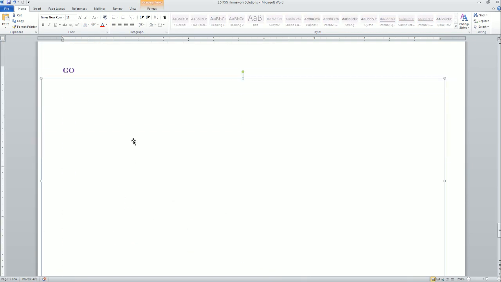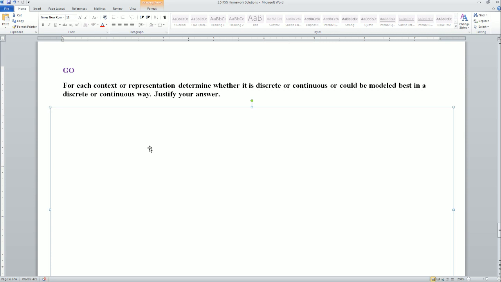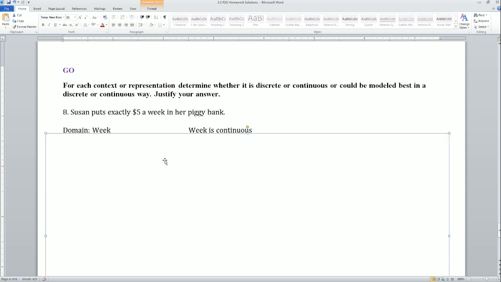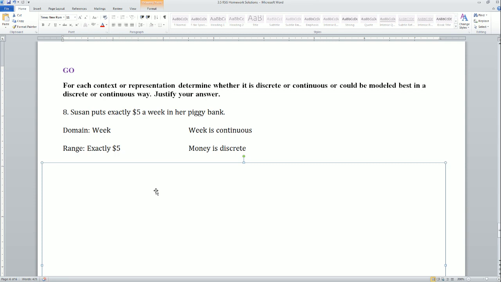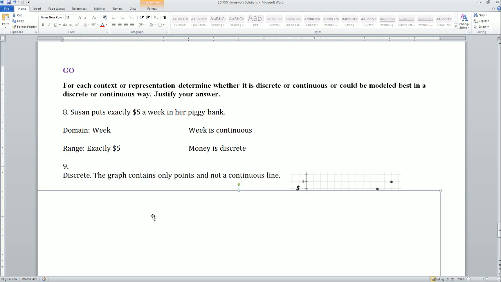So let's look at your go part now. For each context or representation, determine whether it is discrete or continuous, or it could be modeled best in a discrete or continuous way. Justify. 8. Susan puts $5 a week in a piggy bank. The domain is week. The week is a time, so that is continuous. The range is exactly $5. Again, money is discrete, so I would say based on the domain, it would be continuous. Okay, but based on the dollar amount, it would be discrete.